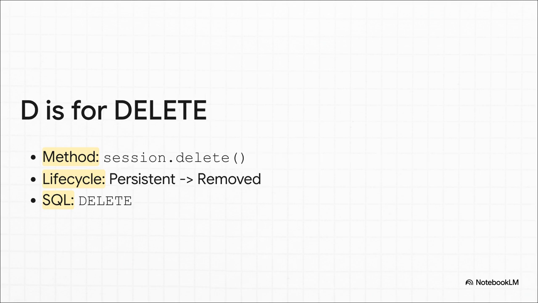And finally, delete. This is the end of the line. You take a perfectly good, persistent object, you call session.delete, and you flip its state to removed. It's now just waiting for that transaction to commit, which is the signal for Hibernate to issue the final delete statement. See? Create, read, update, delete. It's all just about moving objects between these 4 states.